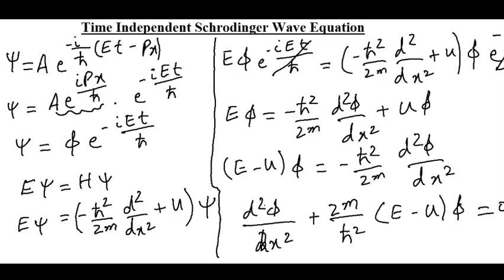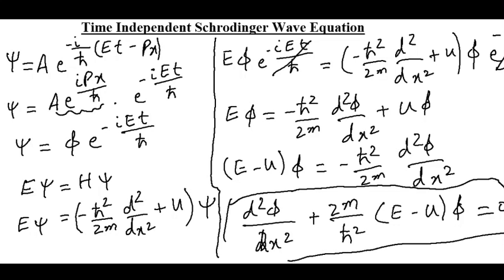This is our final form of time independent Schrodinger wave equation. This is also known as the steady state form of the Schrodinger wave equation. This is said to be steady state because there is no evolution of wave function with respect to time. So I hope now you have a clear understanding of the derivation of this form of Schrodinger wave equation.